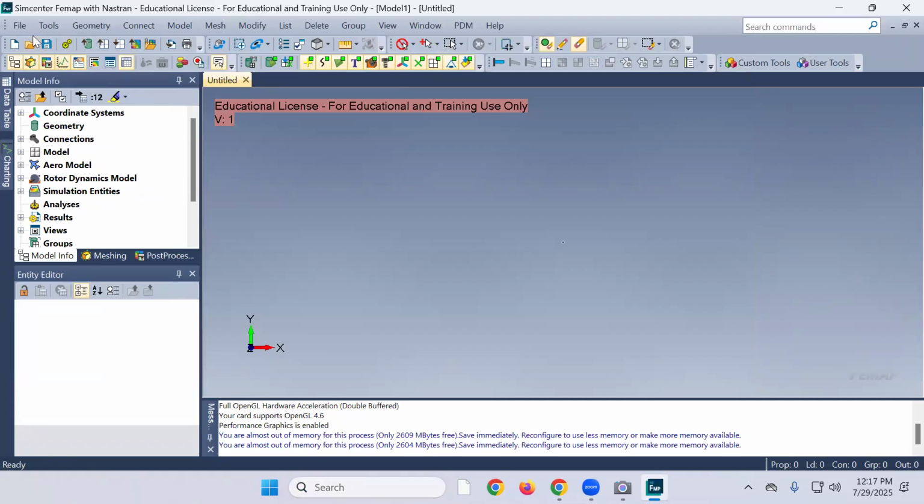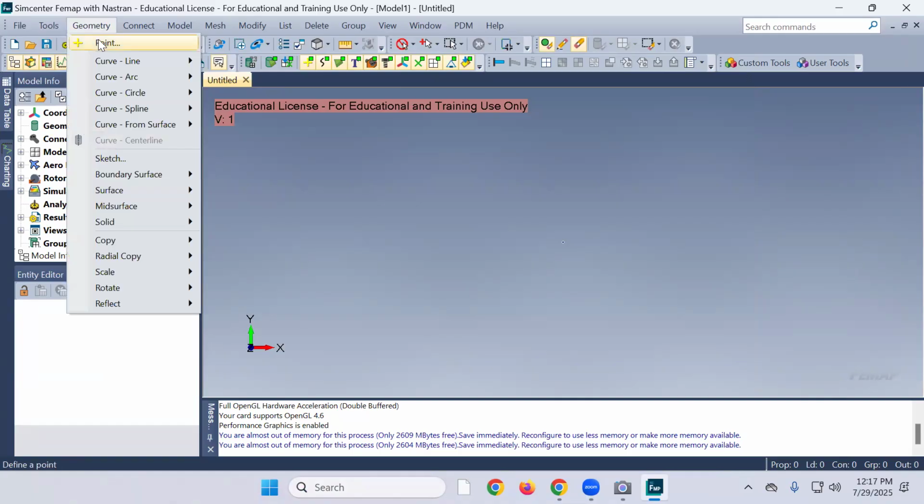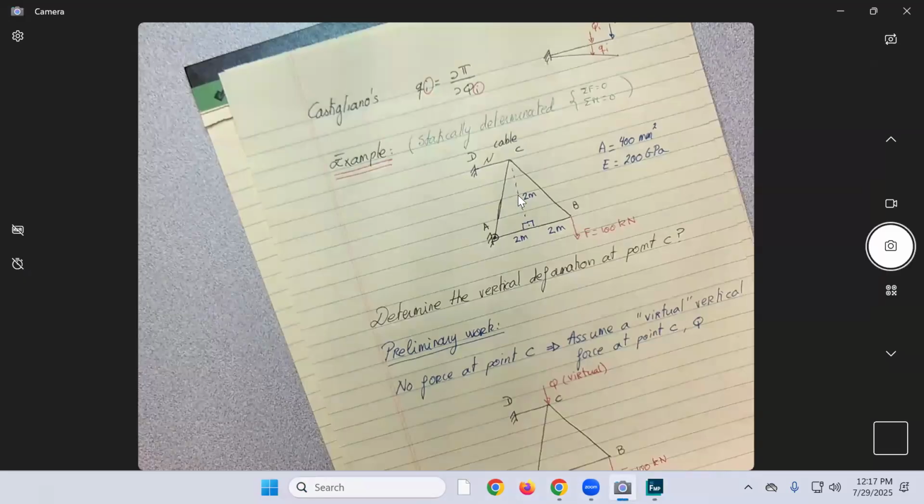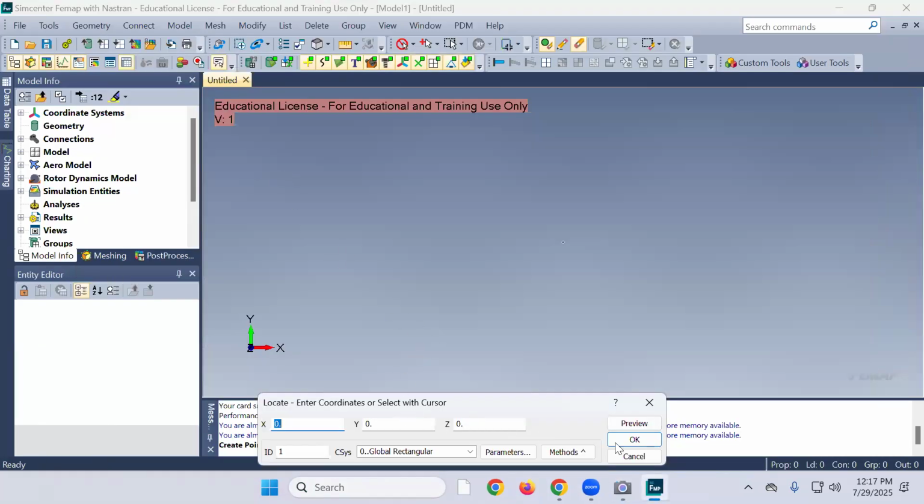All right, so let's see. Let me first create the geometry. If I do the geometry very quick, remember we do the geometry of this one over here. So I'm going to start this. Let's say this will be 0, so I need 0, 0. And here will be 4. So let's say 0, 0, 0, 4, 0, 0.